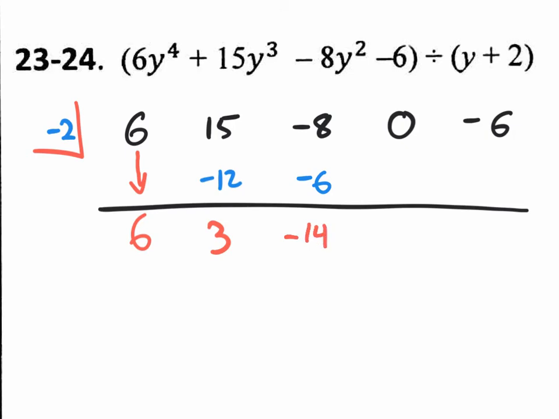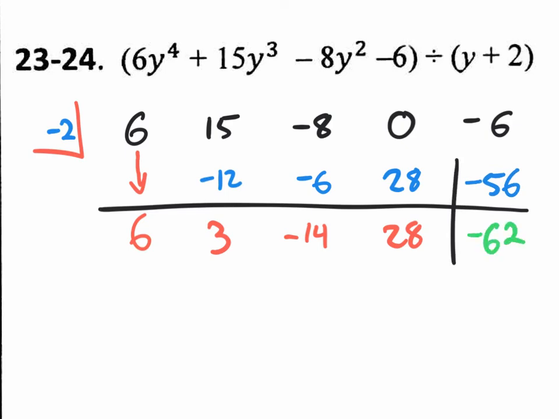-14. When I multiply -2 times -14, what do I get? Positive 28. When I combine 0 with 28, what do I get? 28. When you multiply -2 times 28, what do I get? And of course, this is my last one, so that's going to be my remainder. What's my remainder? -62.